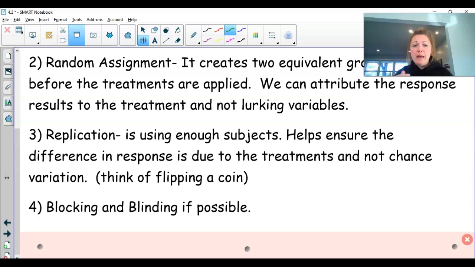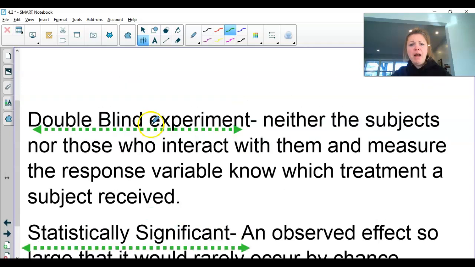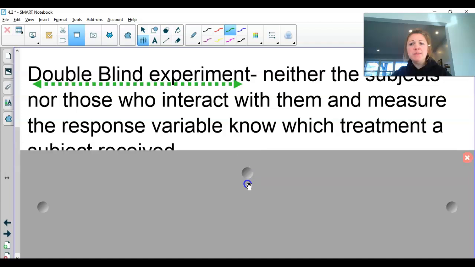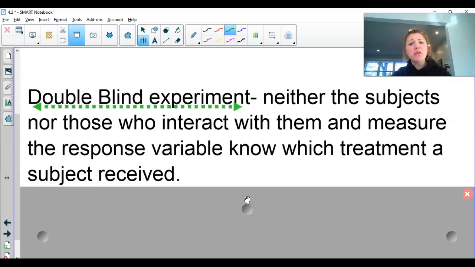And then finally, blocking and blinding if possible. I'm going to teach you how to block, but I want to talk about what blinding is. Let's do that right now. A double-blind experiment is an experiment where neither the subject nor those who interact with them and measure the response variable know which treatment a subject has received.